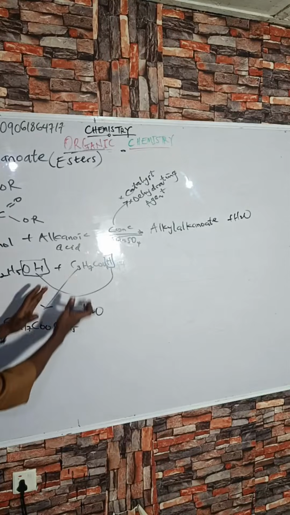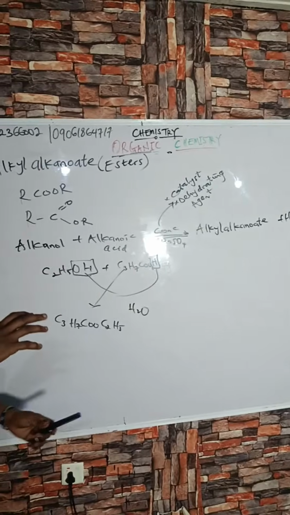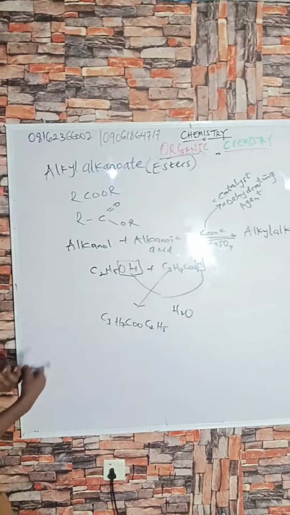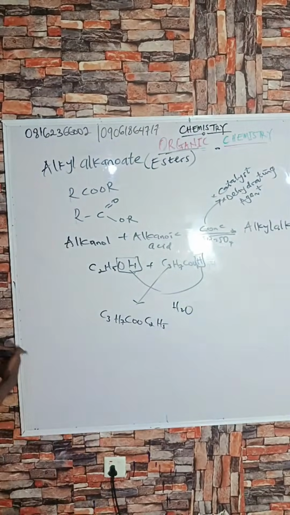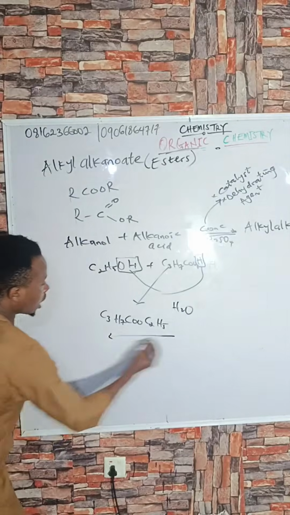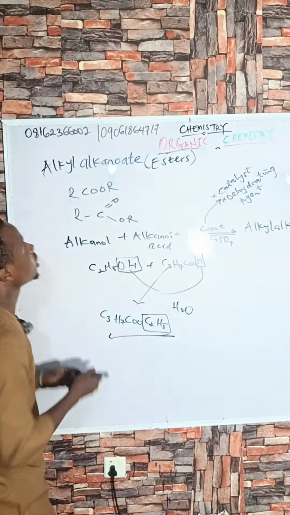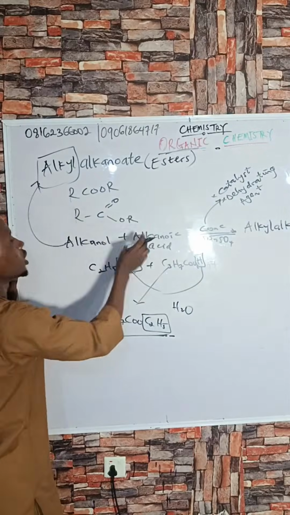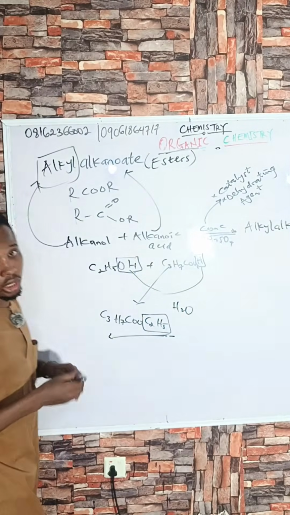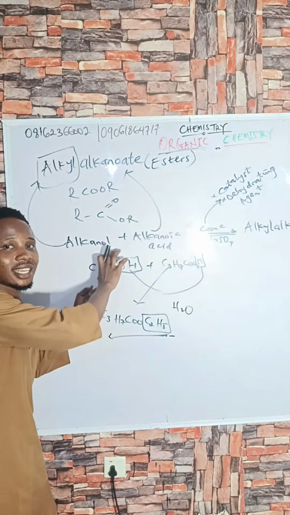This reaction is called esterification reaction, and that exactly decides how we name this compound. When you want to name it, you start naming from the front to the back. The alkanol part forms your alkyl, and the alkanoic acid forms your alkanoate. So now, look at this compound. C2H5OH, that's my ethanol.